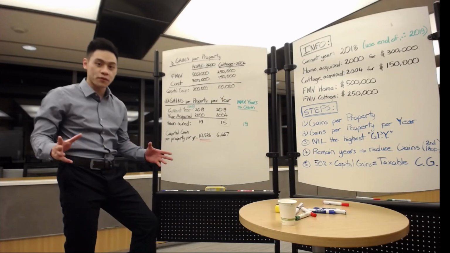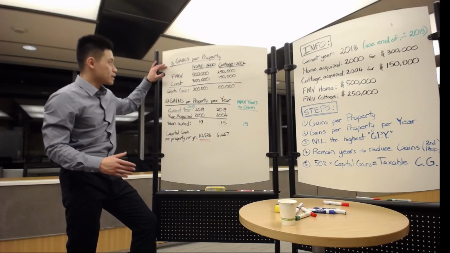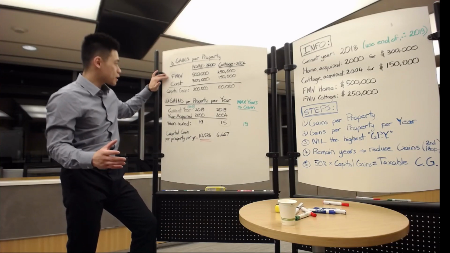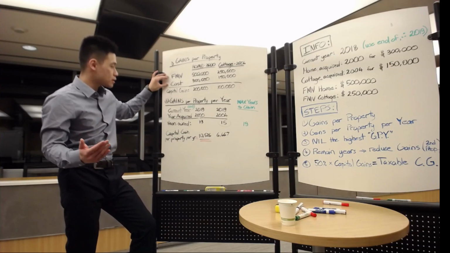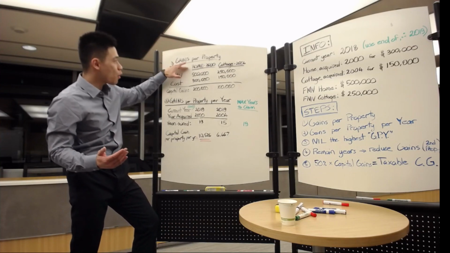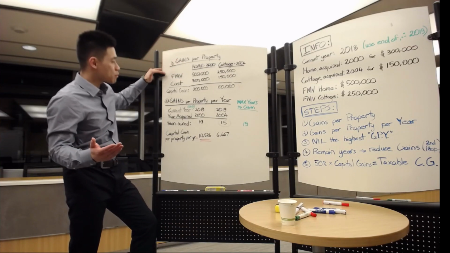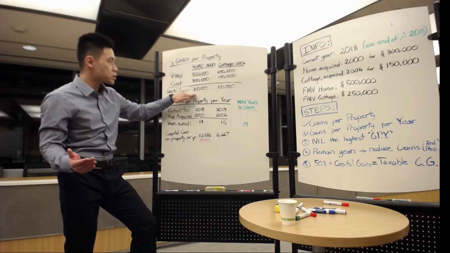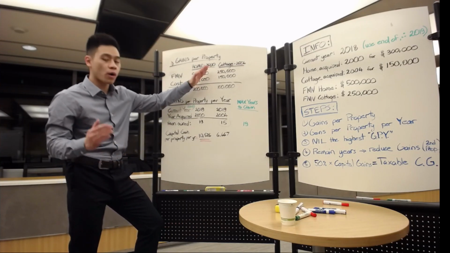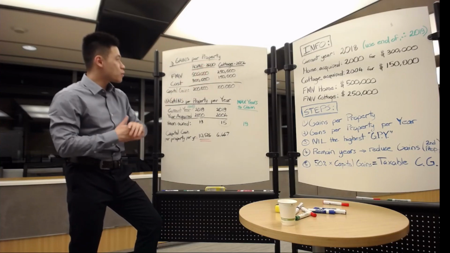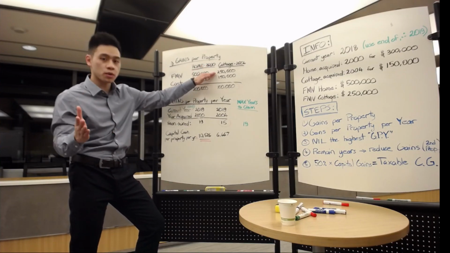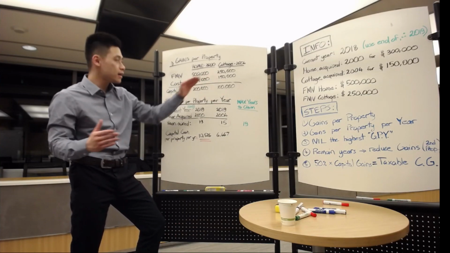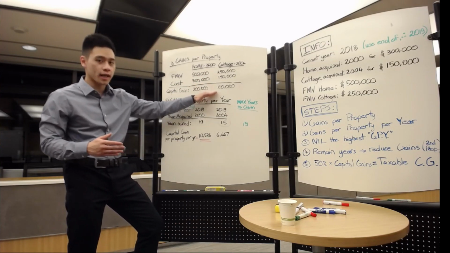So let's perform the first 2 steps. First is calculating the capital gains per property, where you're going to take your fair market value minus your cost to get your capital gain. So for the home that was acquired in 2000, the fair market value is 500K minus 300K gives us 200K. For the cottage that was acquired in 2004, we're going to take the fair market value of 250K subtracted with the cost of 150K to give us 100K.